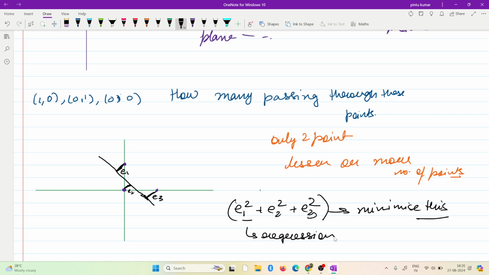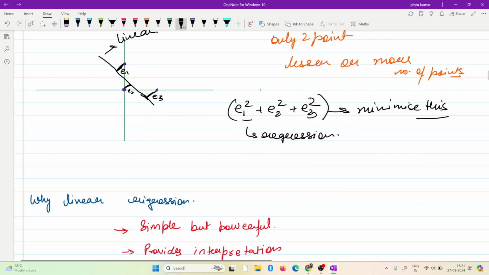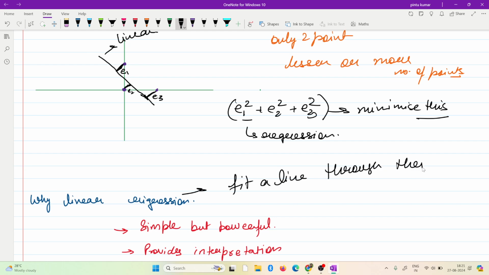Okay, now because we are fitting a line, which is obviously linear, line and linear are the same, loosely speaking. So this method is called linear regression when you try to fit a line through these points. Right. So when you fit a line, it is called linear regression. When you fit a polynomial, it will be called polynomial regression, and so on.